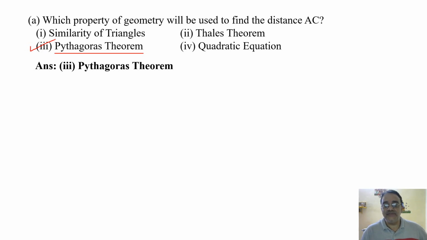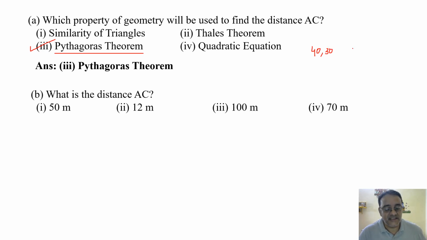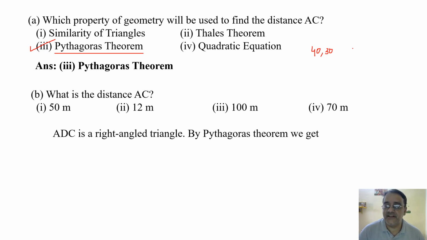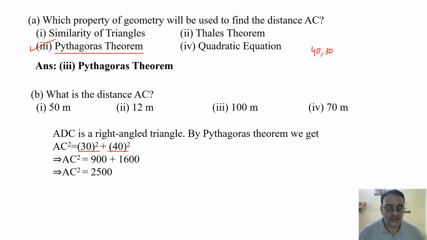Right. Now we need to find the distance AC. So AC निकालने के लिए एक साइड 40 था और दूसरा साइड 30 था. So we will use Pythagoras theorem, right? So ADC is the right angled triangle, right angled at D. So by Pythagoras theorem we get AC square is equal to 30 square plus 40 square, and we'll get 900 plus 1600, that is 2500. So 2500 का square root कितना होगा? 50 meter, right? Very good. So the correct option is the first option, right?